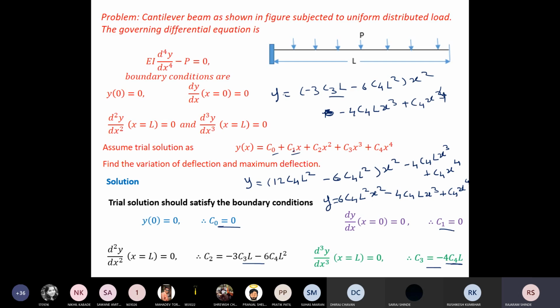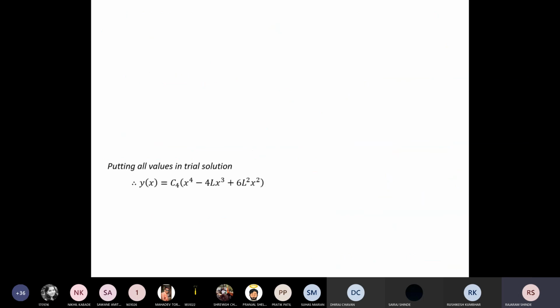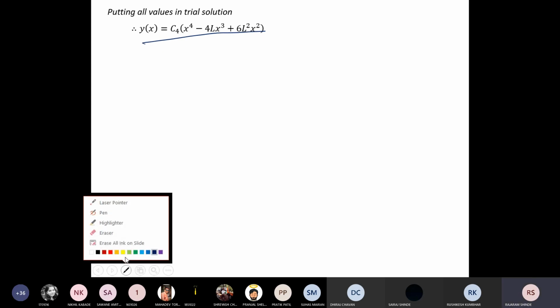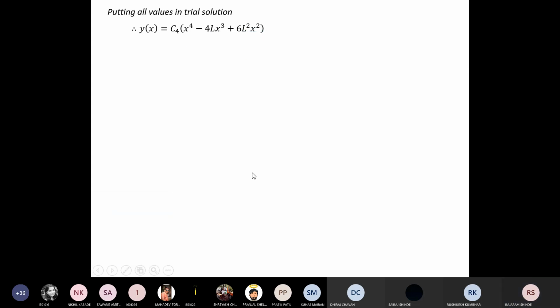Now you can check here. I have taken c4 common. When we take c4 common from this, it becomes c4 times x raised to 4 minus 4Lx cube plus 6L square x square. You can check it. Is it correct? Whether it is correct or wrong? Rishikesh Kumbar, is it correct?